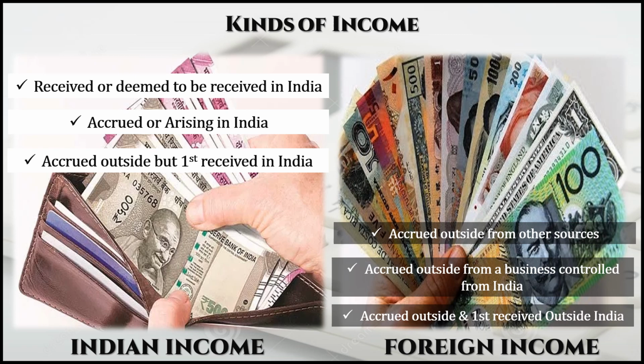So when you take the first type of income, Indian income, we can say that any income that is received or deemed to be received in India, we call it an Indian income. Received, or it's going to be received. Deemed to be received means it's going to be received in the future inside India. It can also mean accrued or arising in India. That means the work has been done inside India. So accrued means the work has been done inside India and it is going to arise out of work that is being done inside the country. We consider that as Indian income.